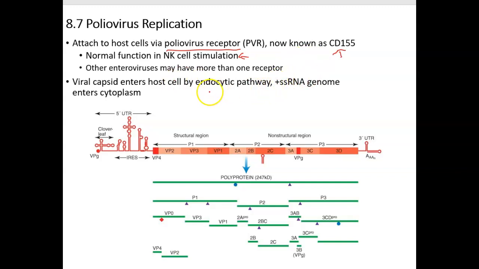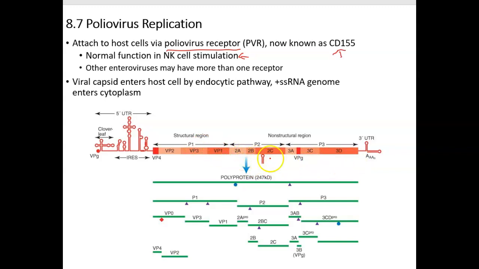So the virus enters through endocytosis. It uncoats, and its genome enters the cytoplasm. Now, if we take a look at its genome, we've got a structural region up here. We've got the internal ribosomal entry site, and then you've got two segments in the genome.